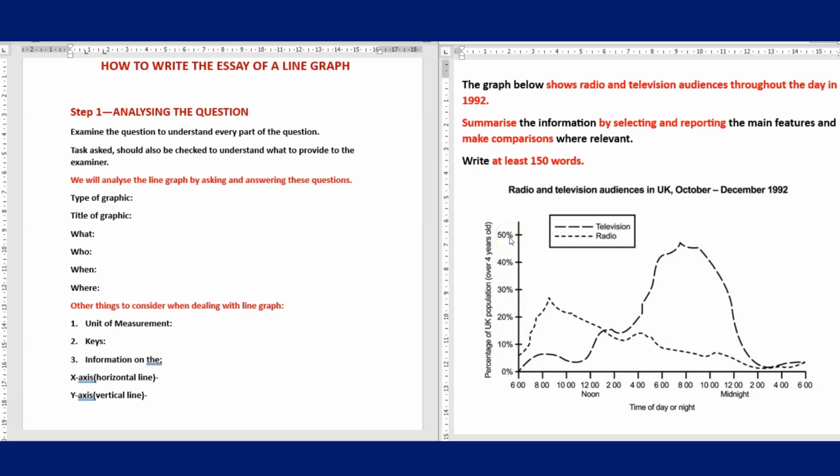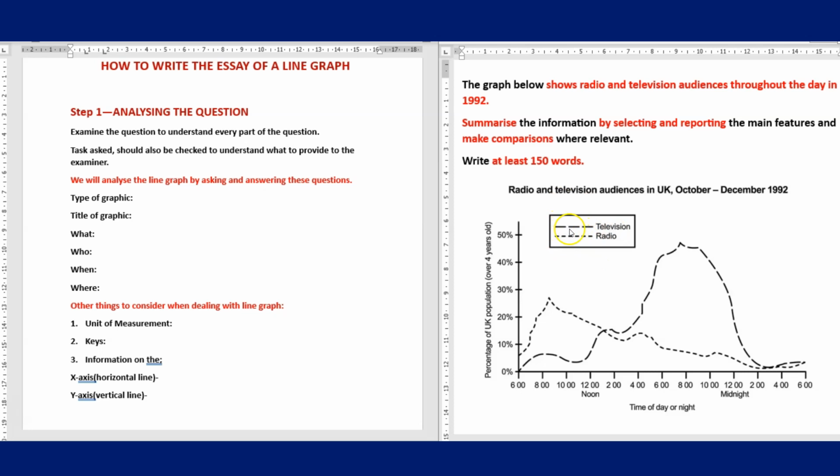So it tells you that this is percentage. So our unit of measurement here is actually percentage. If you don't look at these things properly, you might not be able to find it. And if you look at the keys, they are the things that are within this particular box, showing these signs.